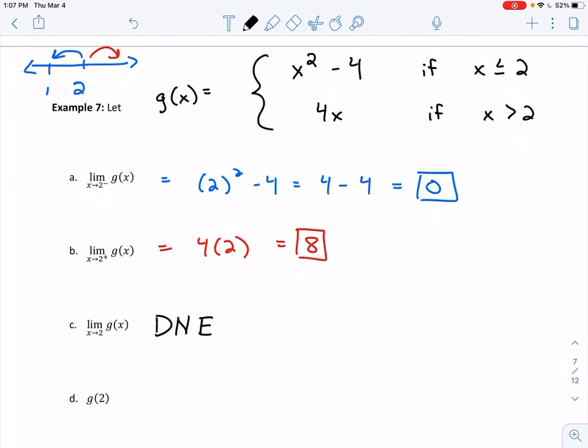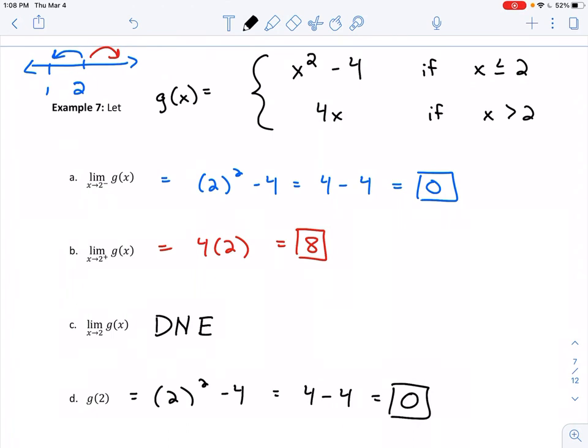Here in this case, it says if x is less than or equal to 2, go ahead and take that x value and plug it into x squared minus 4. Well, 2 is less than or equal to 2. So I'm going to plug that into x squared minus 4. So this would be 2 squared minus 4. 4 minus 4, that gives me 0 once again.